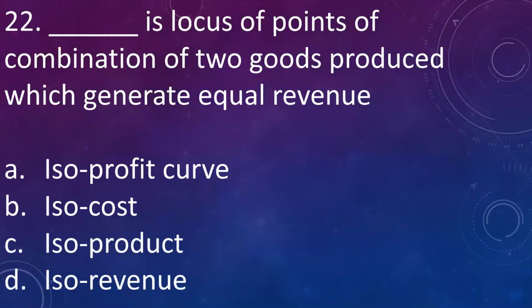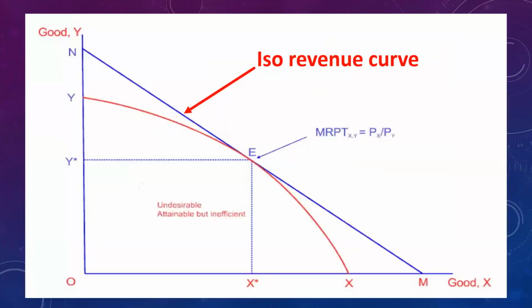Our next question is, dash is the locus of points of combination of two goods produced which generate equal revenue. A, iso profit, B, iso cost, C, iso product, D, iso revenue. Answer is iso revenue. Iso revenue curve shows combination of two goods produced such that they yield constant revenue.